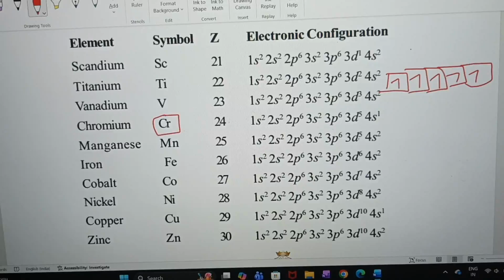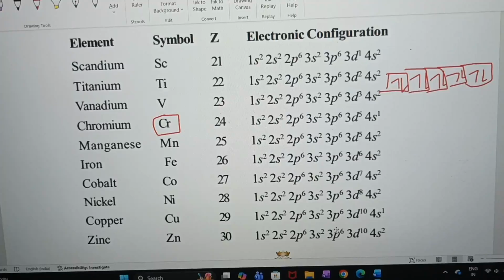Then again it will continue with the same trend. 2, 5, 2, 6, 2, 7, 2, 8. Now again instead of 2, 9, that 1 is given over here. So it becomes 1, 10. So completely filled. If it is completely filled, it will be more stable. That is the thing. And zinc, if you see, for zinc if we see 2, 9, then this is 2, 10.